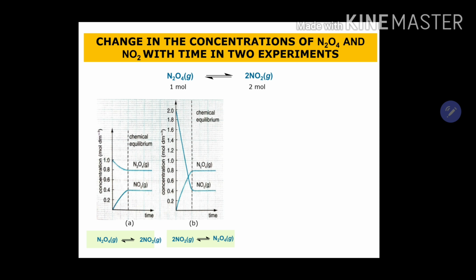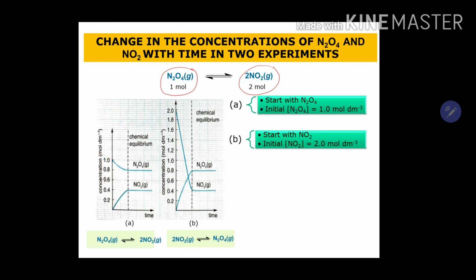Next, to interpret the curve of concentration of reactants and products against time for a reversible reaction, we refer to the change in the concentration of N2O4 and NO2 with time in two experiments. Consider the dissociation of 1 mole of N2O4 into 2 moles of NO2. Figure A shows the dissociation of N2O4 with initial concentration 1 mole per dm³ to NO2, while figure B shows the reverse reaction, that is, starting with NO2 of concentration 2 mole per dm³.